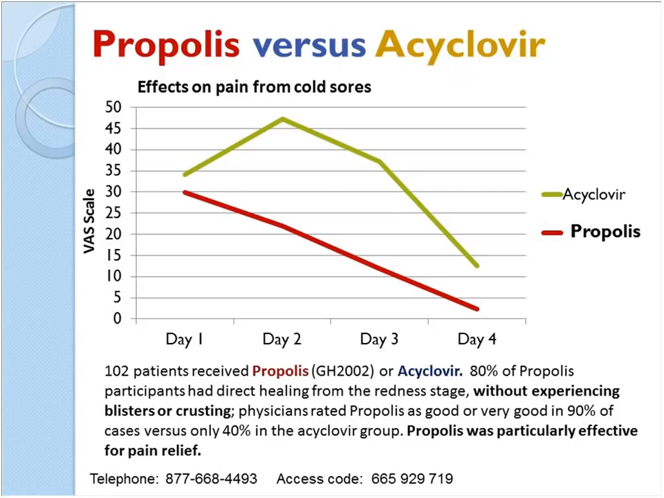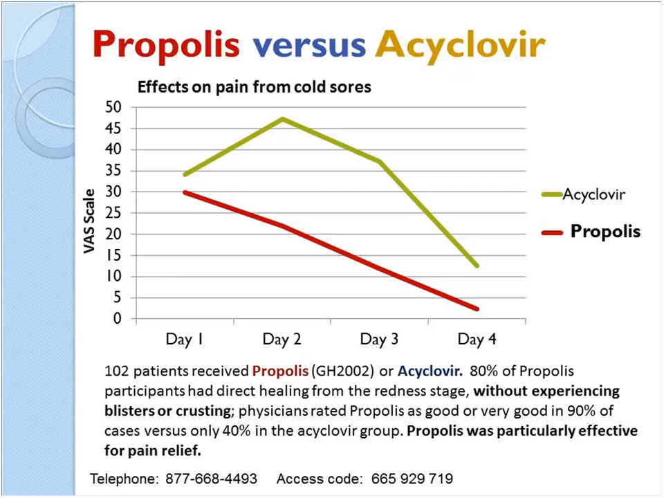Physicians rated the propolis as good or very good in 90% of the cases. In the aciclovir group, the physicians rated the intervention as good or very good only 40% of the time. Additionally, the pain relief was amazing. On day 1 of using the propolis, pain relief started immediately. Now, VAS scale means visual analog scale, and that means the person has a 0 to 100 scale in front of them, and they put their finger on a place where their pain is that day.